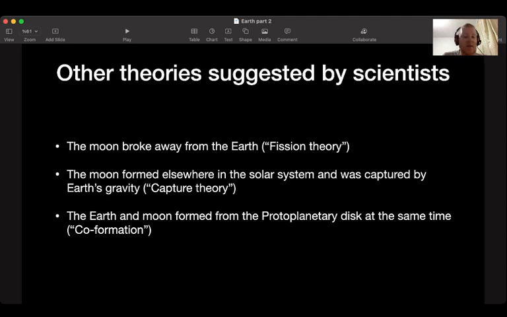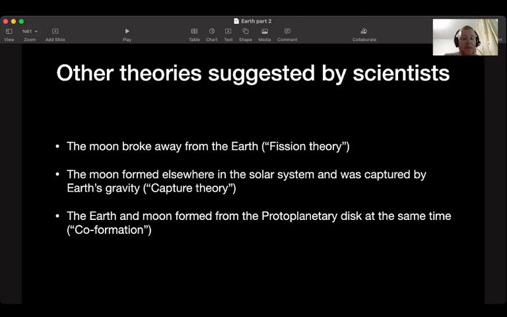So, next theory, the Moon formed elsewhere in the solar system and was captured by Earth's gravity. Oh, well, that's quite an interesting one. They think that the Moon could maybe be an asteroid, because the Moon is a gigantic rock that we see in the sky, and asteroids are made of rocks too. So that's the capture theory. That's what some scientists think.